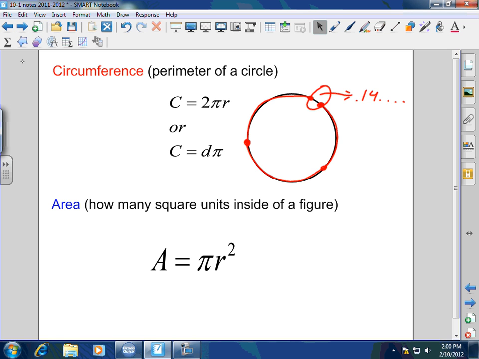Pi is basically telling you, hey, the diameter can be wrapped around this circle 3 full times, and that little bit left over. That's why we got the 3.14, and it really continues forever. It's an irrational number. Thank you, son. That's a great question. Does that make sense? That's how pi came up.